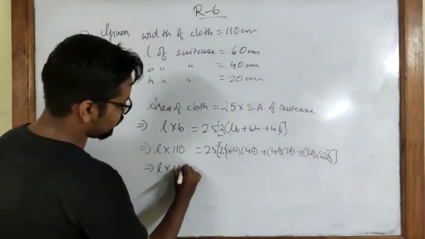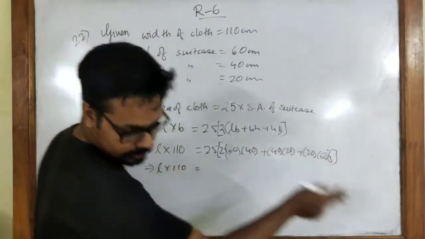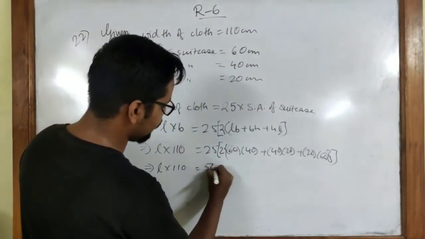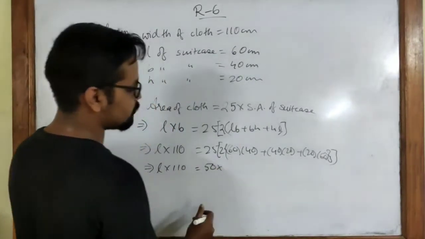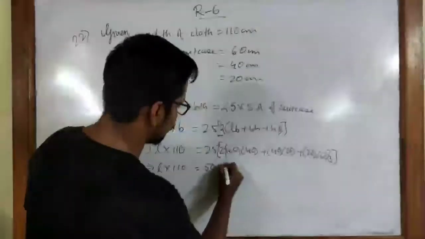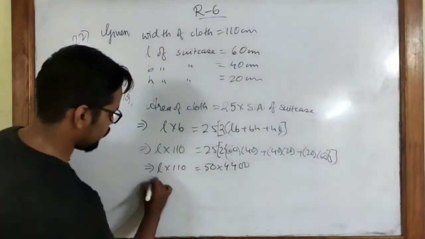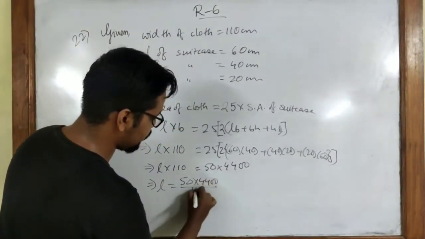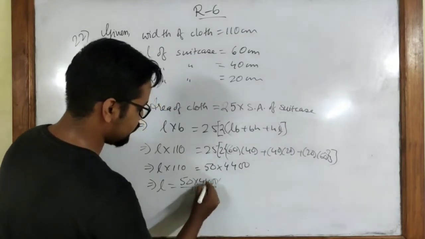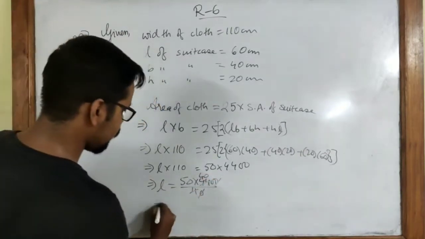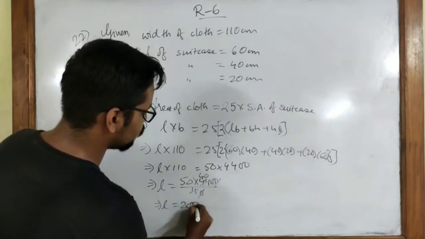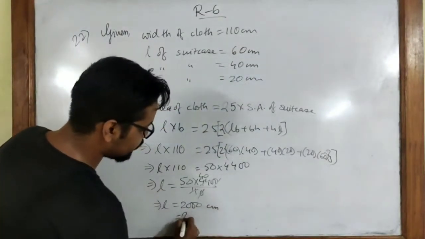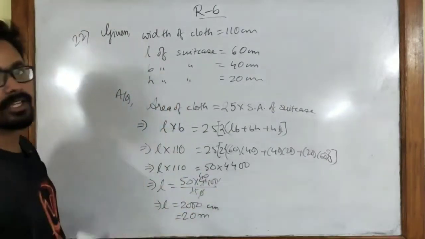So L into 110 is equal to this whole thing, calculation comes out to be 50 into 4. So 25 into 2 is 50, and this whole thing comes out to be 4400. So therefore L is equal to 50 into 4400 by 110. So 0 cancels. This is 40. So we have L equal to 2000. Now what is 2000? 2000 is 2000 centimeter. This can be written as 20 meter if you convert the unit.